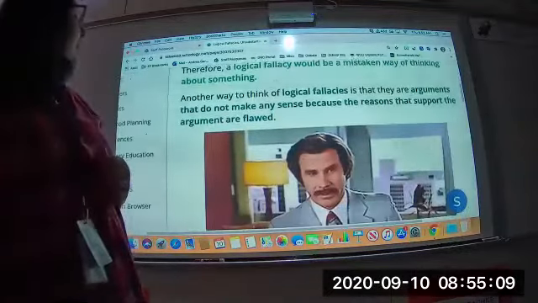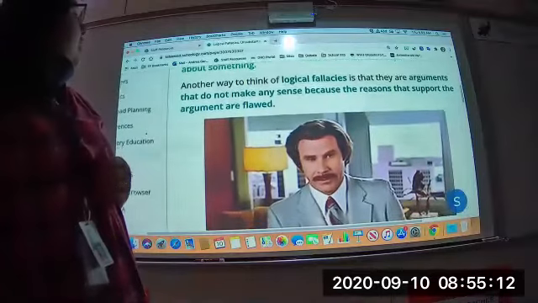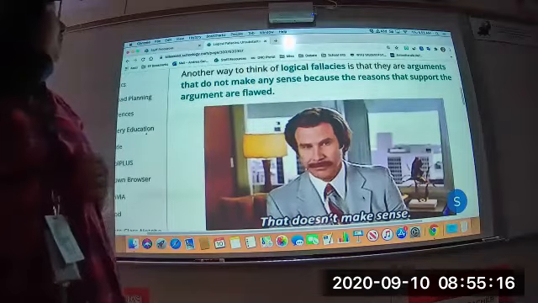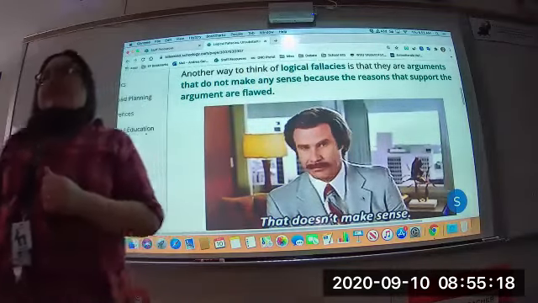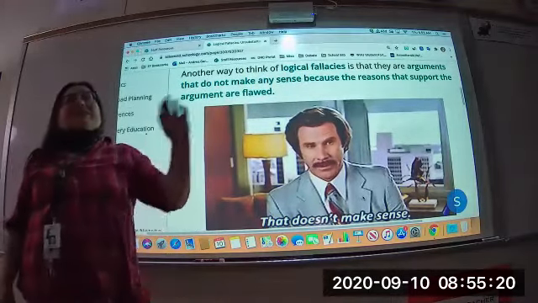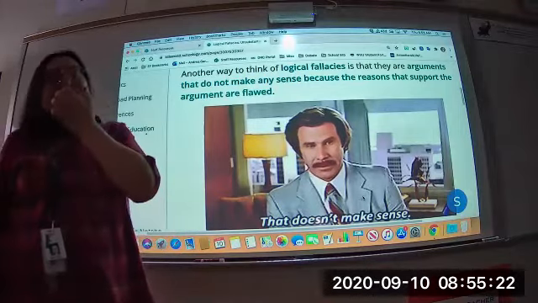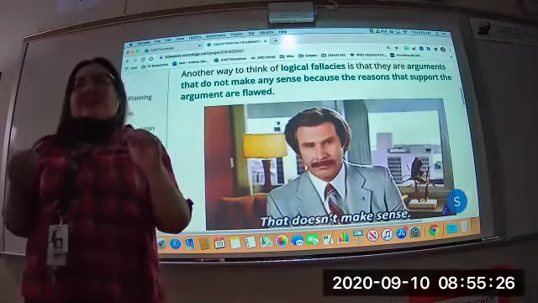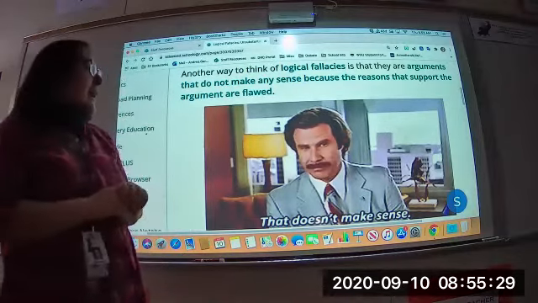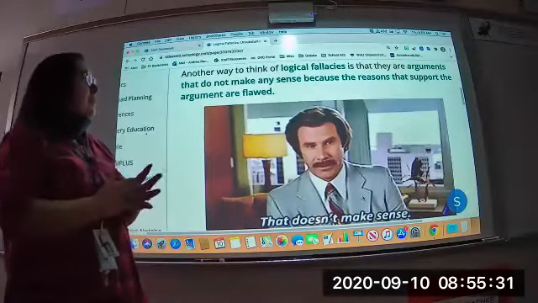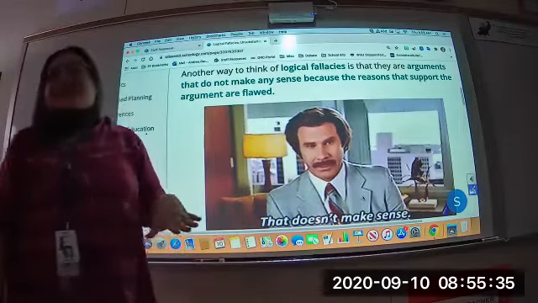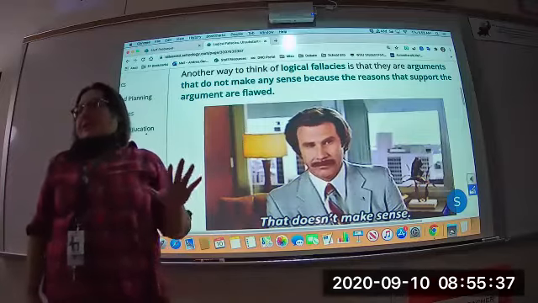So another way of thinking of logical fallacies is that they are arguments that do not make any sense because the reasons that support the argument are flawed. Sometimes they'll actually make an argument and it's like, that kind of sounds true, but then it kind of doesn't make any sense. That's not adding up. Those are logical fallacies. And they have very specific names. So normally if there's any time you feel like that doesn't make sense, a logical fallacy is involved.